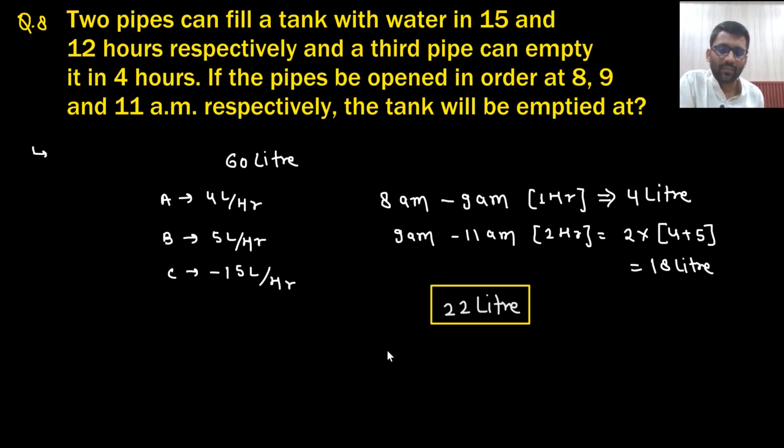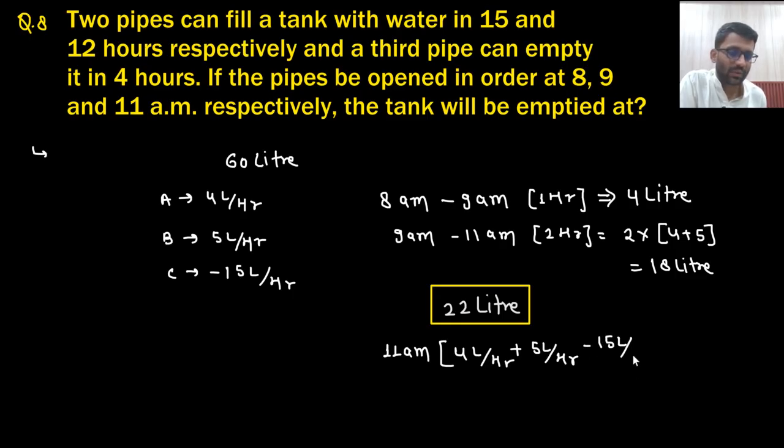Now at 11 a.m., what is the scene? This 4 liters per hour is also there, plus 5 liters per hour is also there, and 15 liters per hour is taken out. So basically your effective rate is minus 6 liters per hour. In 1 hour, 6 liters is being taken out. And the tank will be emptied at, so how much time will it take? 22 by 6.